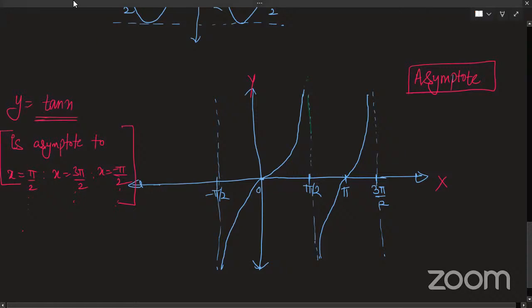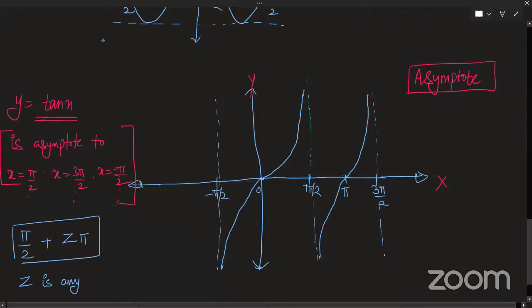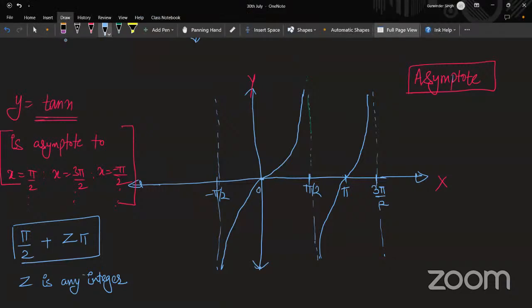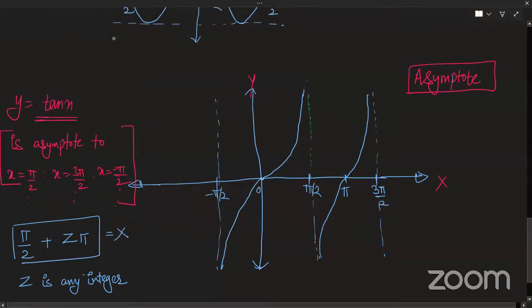So in general, I can say it is basically pi by 2 plus z pi, where z is any integer. Okay. If I plot such a line, x is equal to pi by 2 plus z pi, where z is any integer, so my y is equal to tan x will be an asymptote to that line. Okay. Got any confusion?